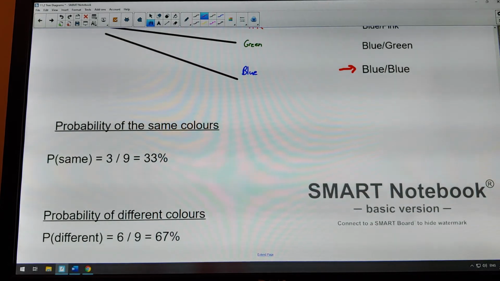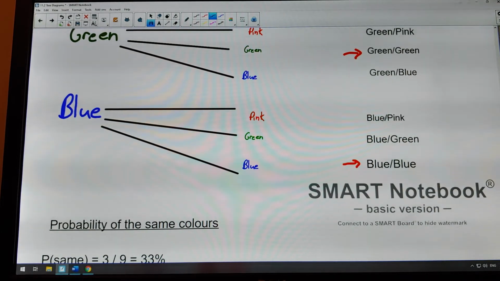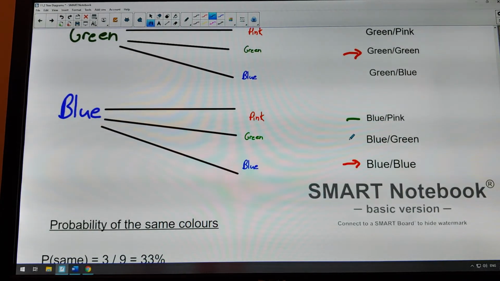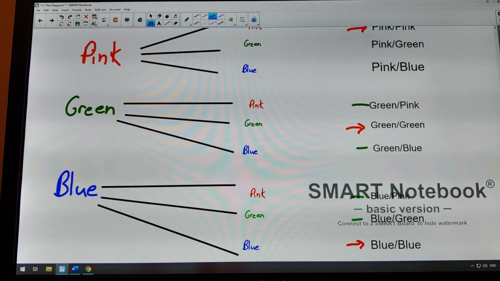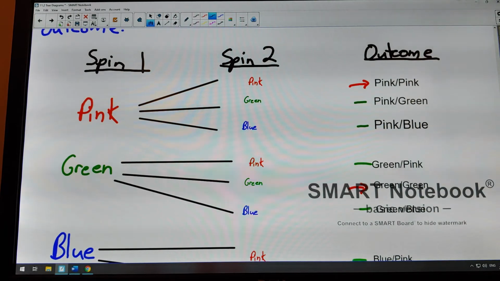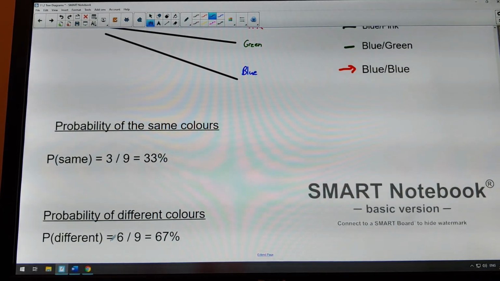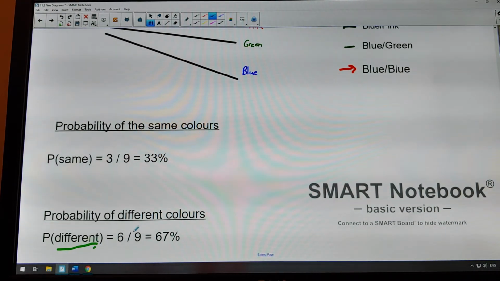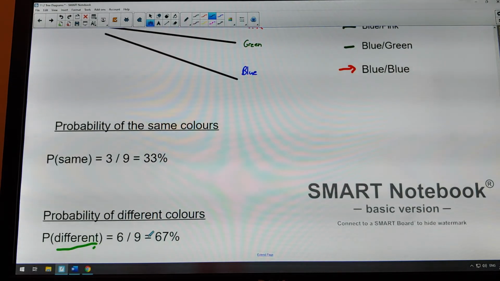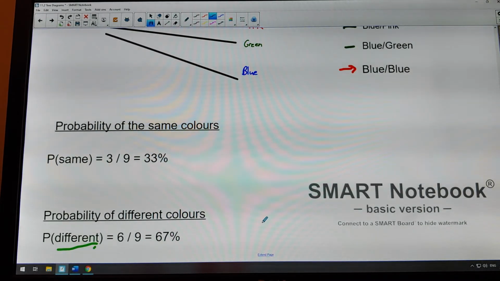So now, probability of different colors. So probability of getting something different. Well, it's all the ones without arrows. So there's, let me change colors here. 1, 2, 3, 4, 5, 6 of them. So 6 outcomes where you get something different. That's our favorable outcome. Out of a total possible of 9 still. And that's 67%.